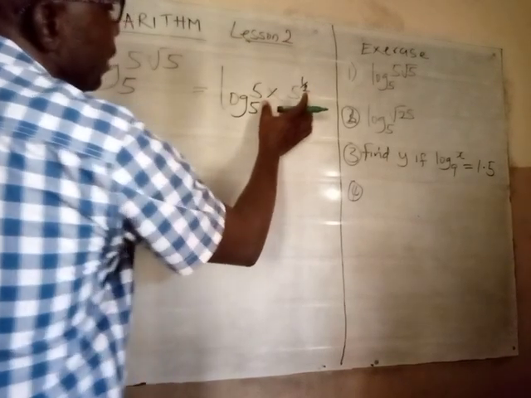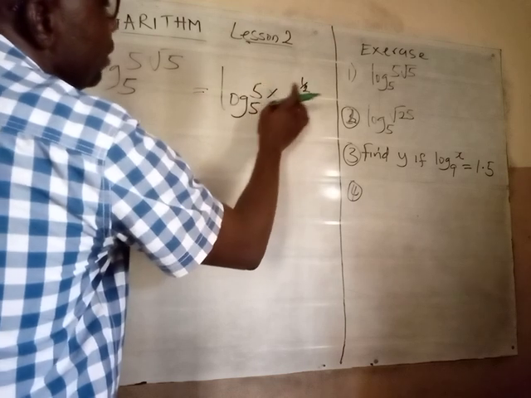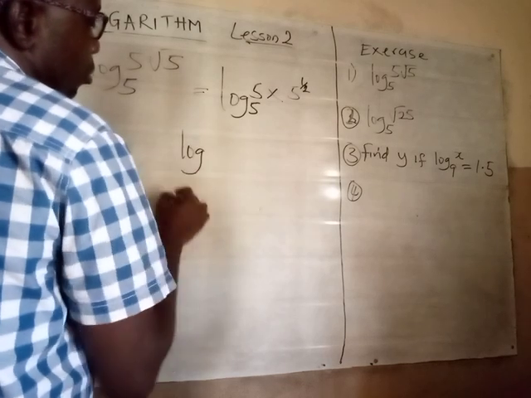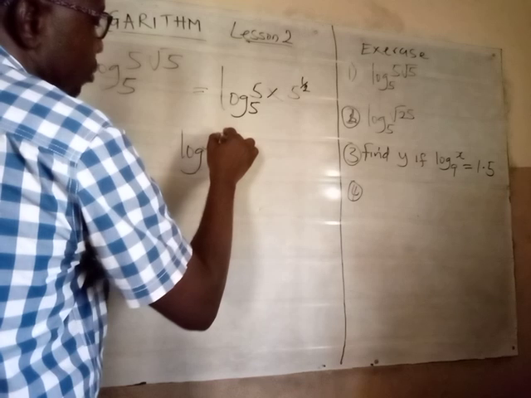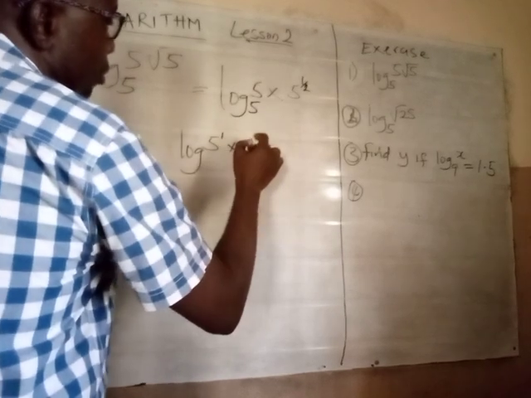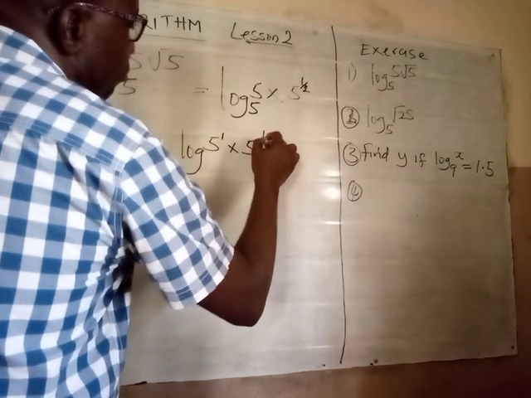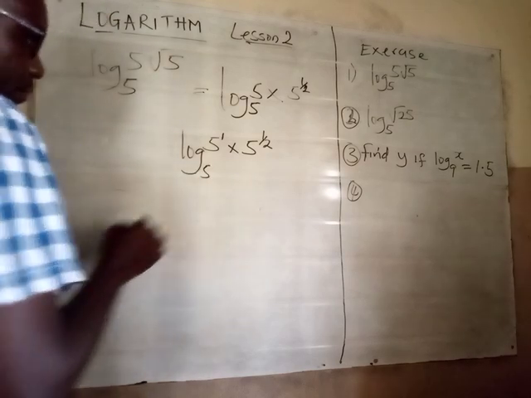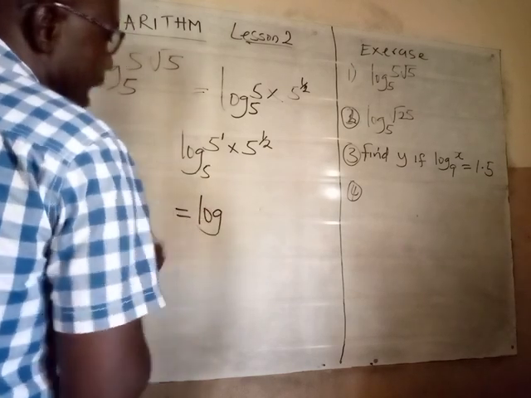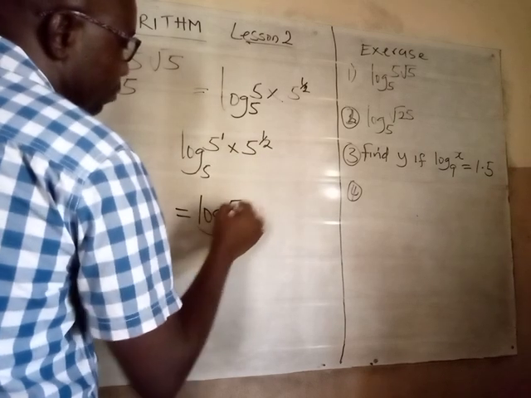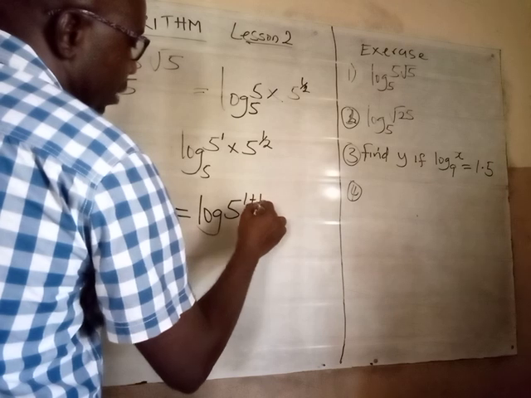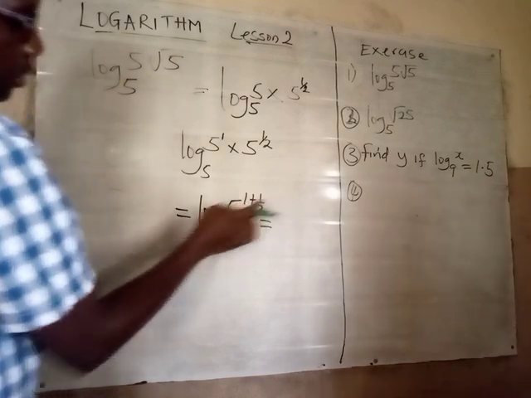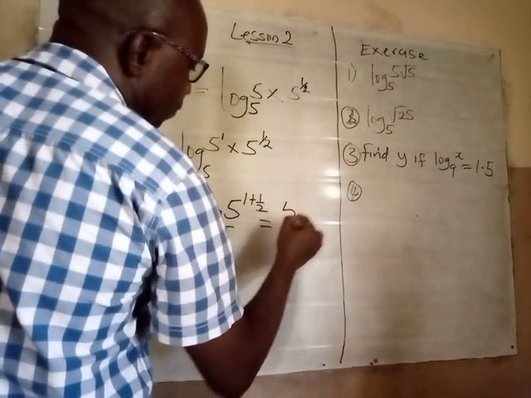And the law of indices says that when two numbers of the same base are multiplied, you add the powers. So what we now have is log 5 raised to power 1 times 5 raised to power 1 over 2, all in base 5. So this will be equal to 5 raised to power 1 plus 1 and a half, all base 5.